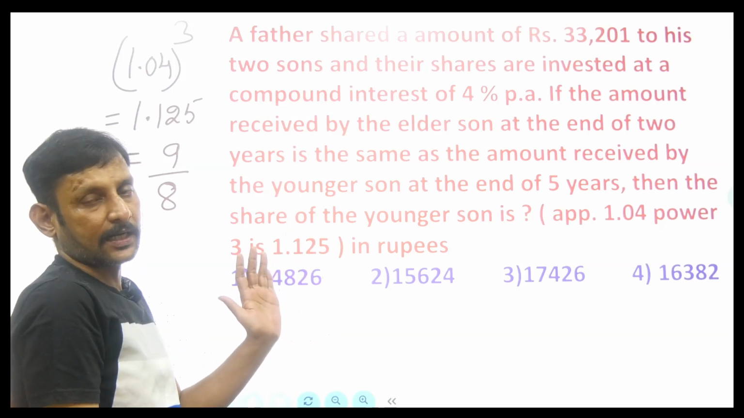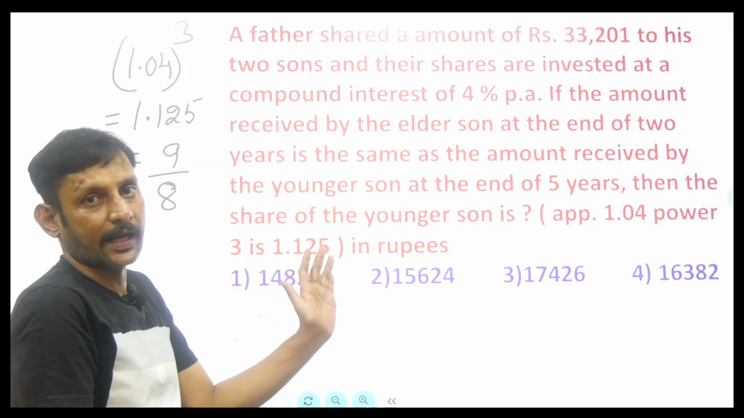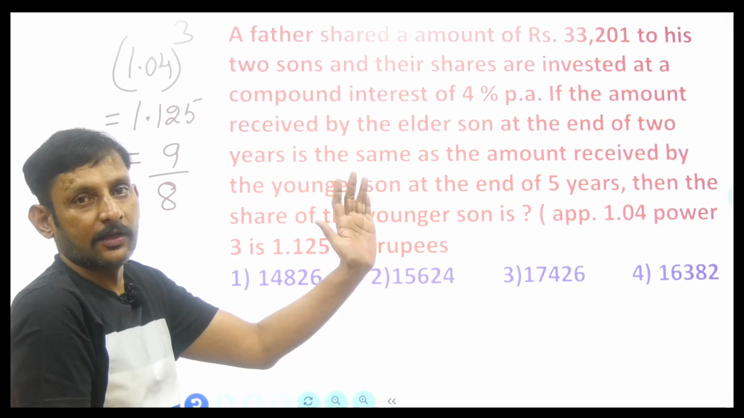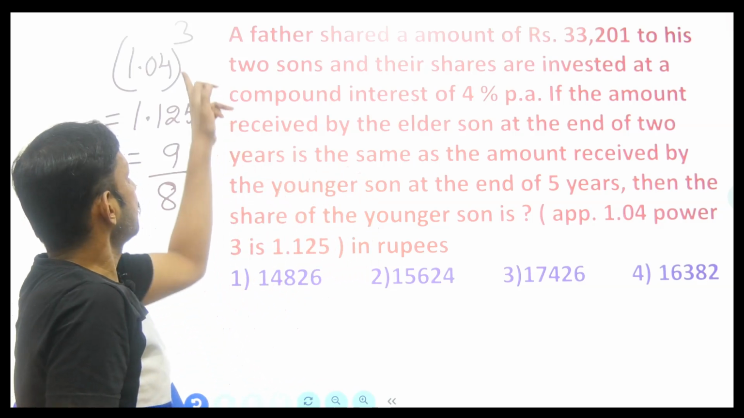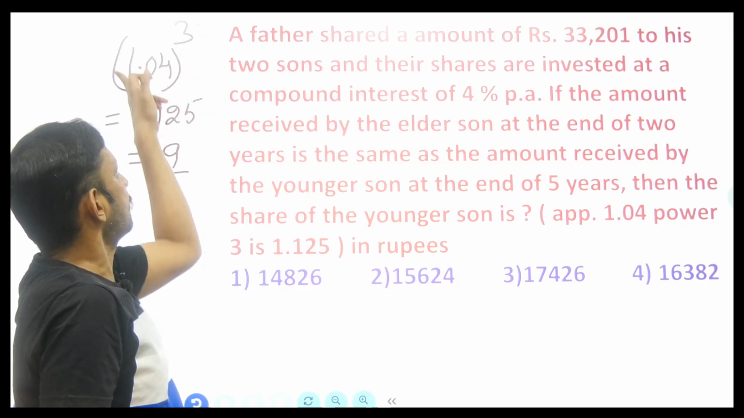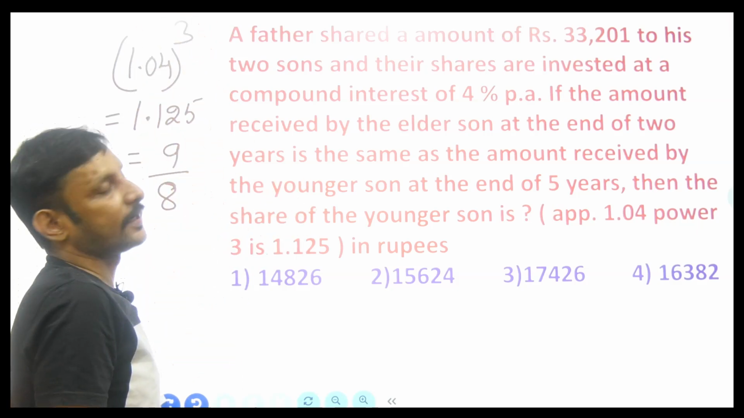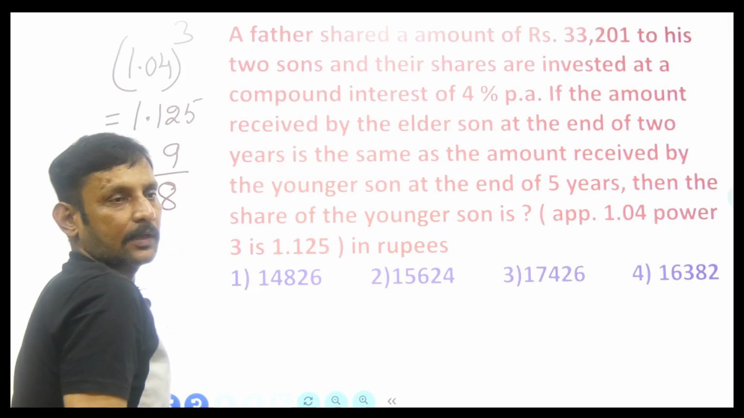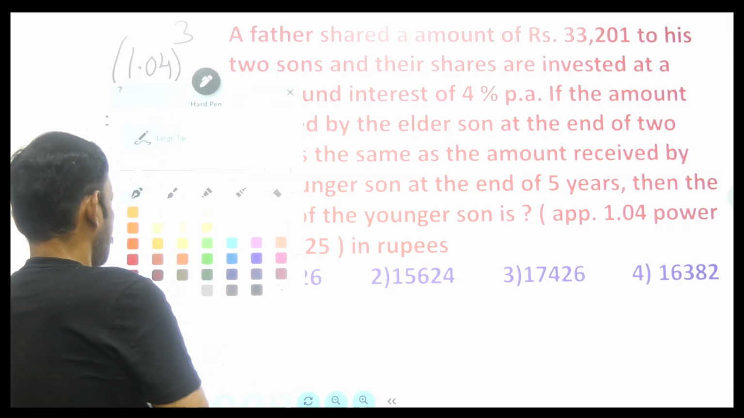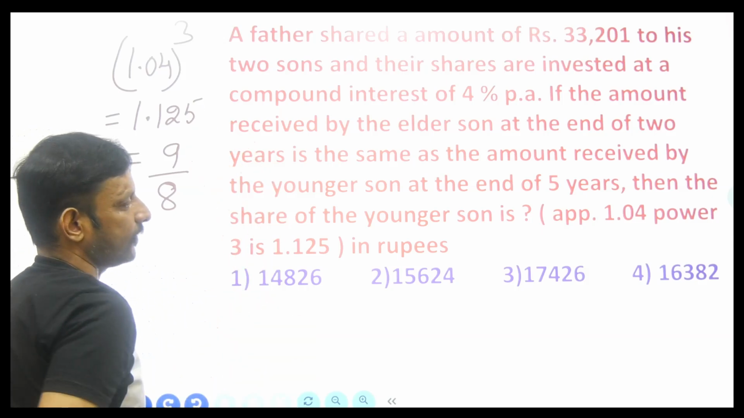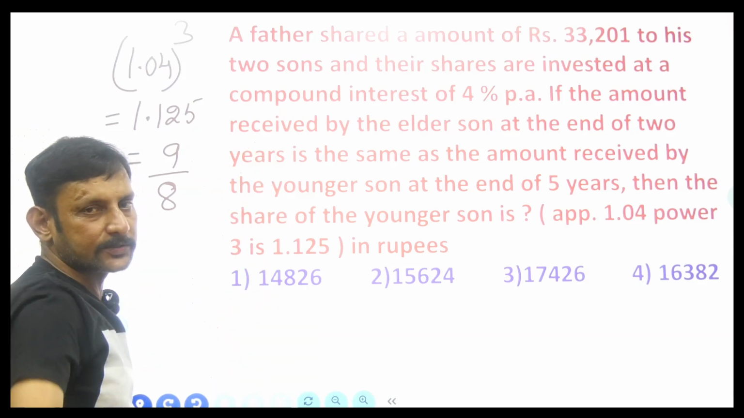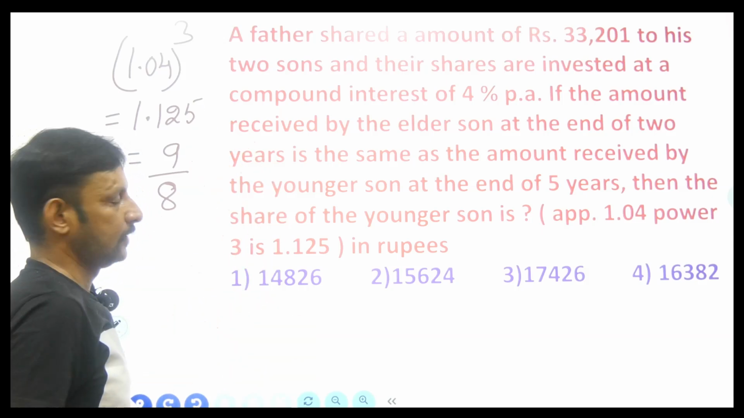First, the elder son power 2, younger son power 5. If you divide it, then you will get power 3. That power 3 is given in the question itself. Approximately it is 9/8. So, according to my conclusion here, listen carefully, my dear friends. This is a very, very important shortcut for non-math students, not for math students.